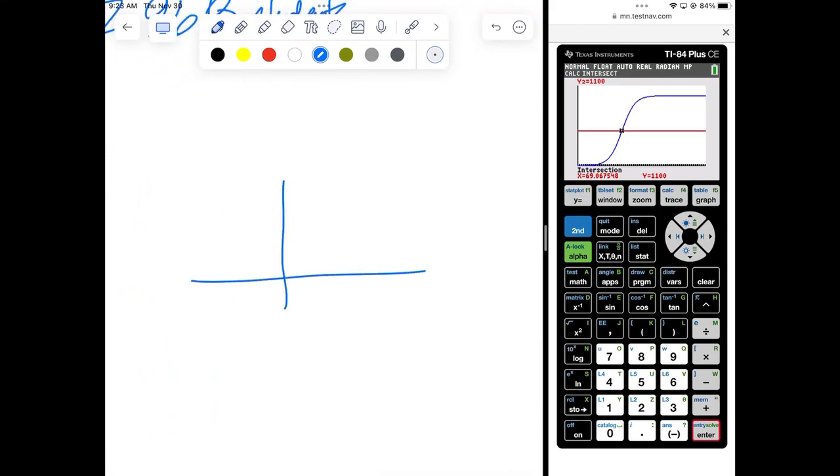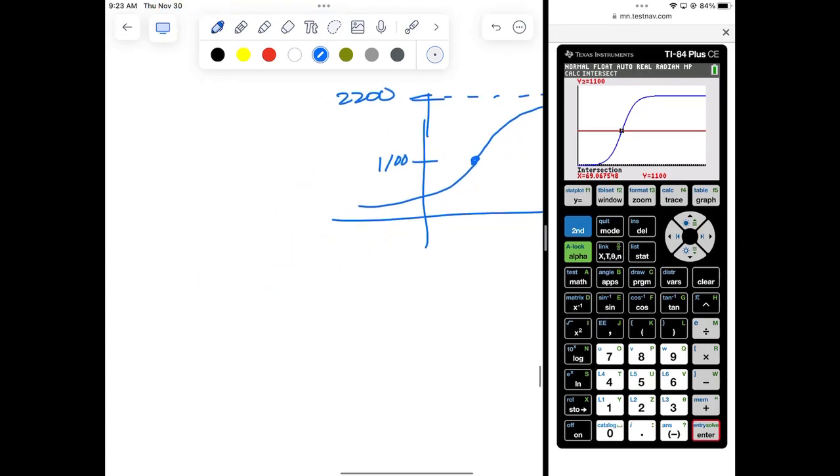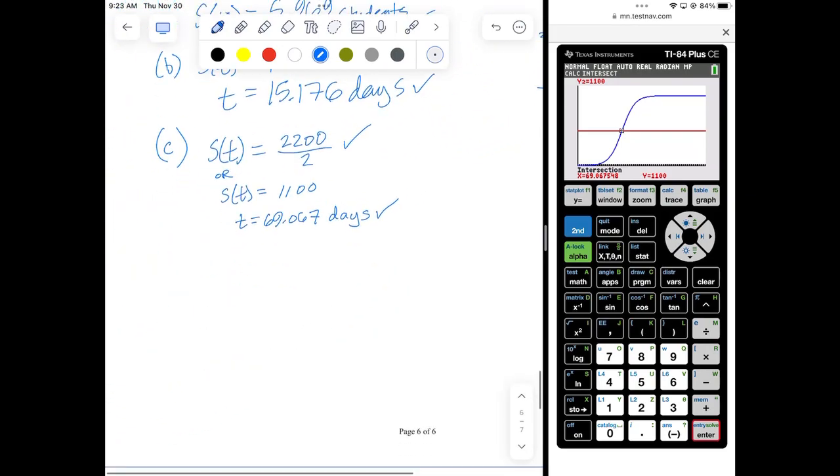No. S of t equals. It looks like this, right? Here's 1100. And we got 2200 up here. And what's happening at 2200? An HA. Is it actually going to cross or reach the HA? No, that's what the model says. So according to the model, will it actually ever reach 2200? No. So the answer to this question on part D is never. According to the model, never.